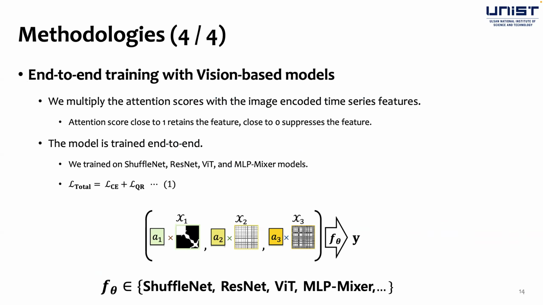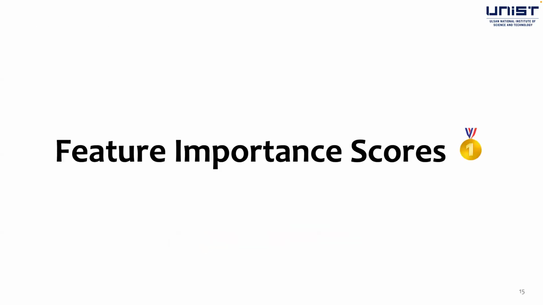Lastly, the calculated attention scores are multiplied to each feature of the multivariate time series and passed through vision-based models. Here, intuitively, an attention score of 0 suppresses the whole feature, while a score of 1 maintains the feature for model training. In our paper, we have trained on various vision-based models, such as ShuffleNet, ResNet, ViT, and MLP-Mixer in an end-to-end manner. The final loss function is as in equation 1.